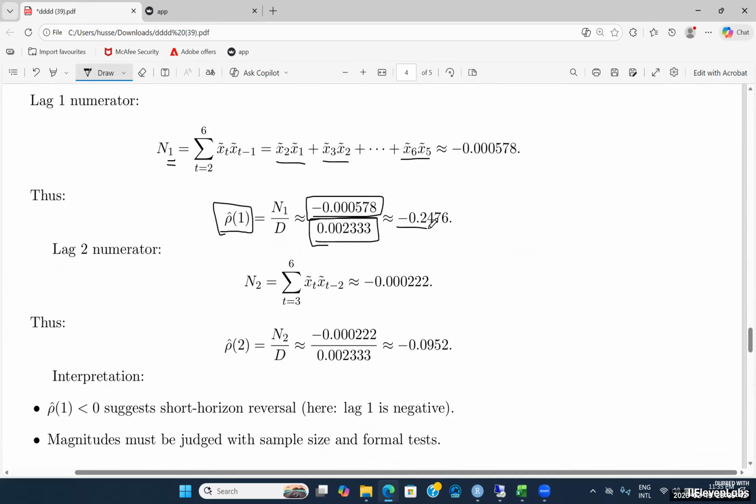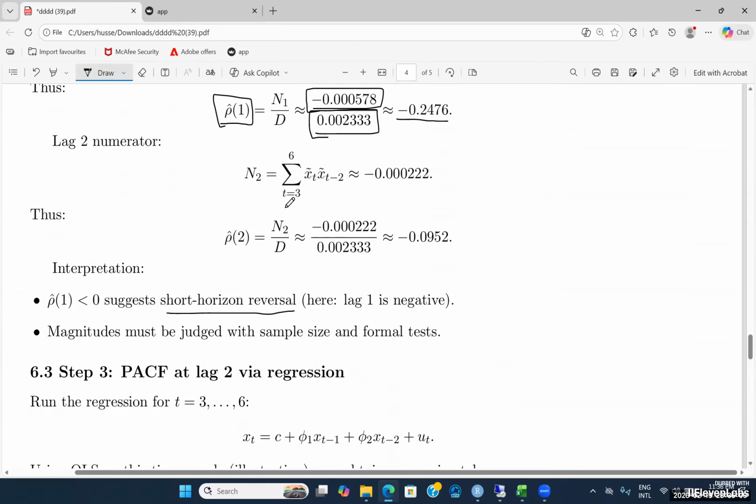In this instance, we are observing a value of minus 0.24, which clearly indicates that we are experiencing a short-term horizon reversal. It's a fundamental principle that the projected future value will decline if the present valuation is observed to be significantly higher.